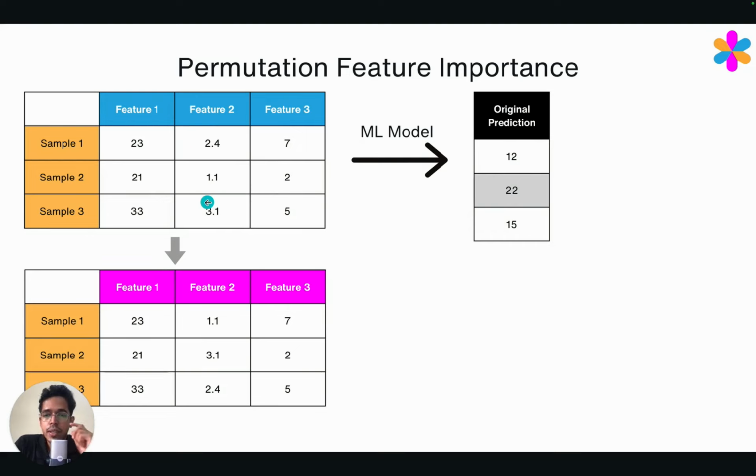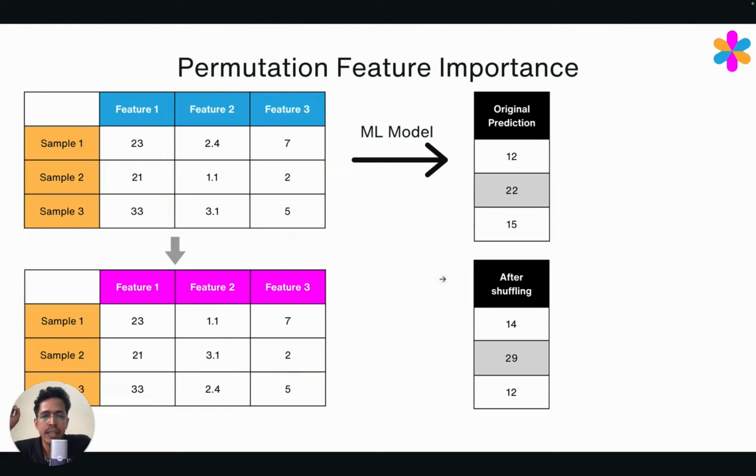Then what we do is we shuffle the values of a certain feature. So in this case, feature 2 values are shuffled. You can see that 1.1 has moved from the middle row to the top one, 2.4 has moved here, and 3.1 has moved from the bottom row to the middle row. So here feature 2 values are not randomly generated, but rather shuffled. That's why we call it permutation. The feature 1 and feature 3 are intact. And then we again run the same thing with the same ML model, and we see how the prediction changes after shuffling.